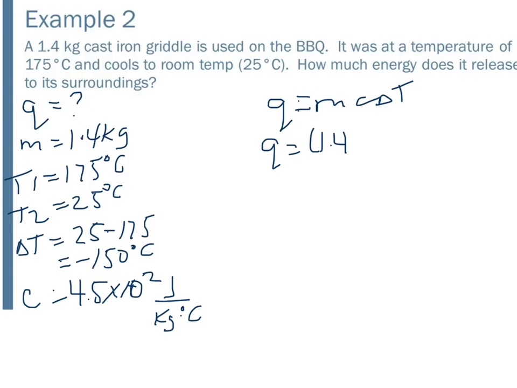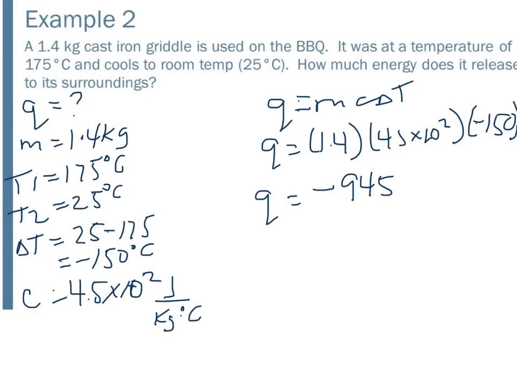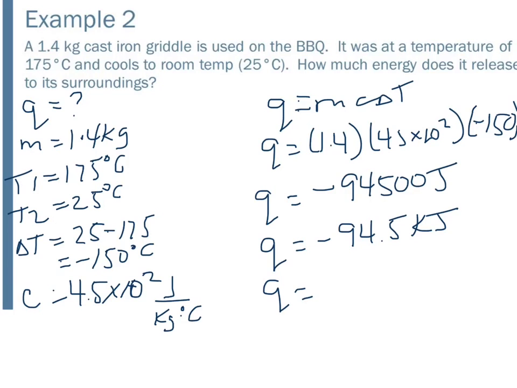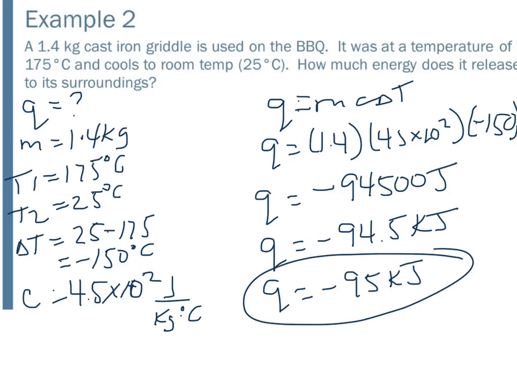So 1.4 kilograms, 4.5 times 10 to the power of 2, negative 150. So Q here is negative 94,500 joules. So we can divide that by 1,000. So we'd have 94.5 kilojoules. And we only want 2 sig figs because of our mass. So let's round that to negative 95 kilojoules.